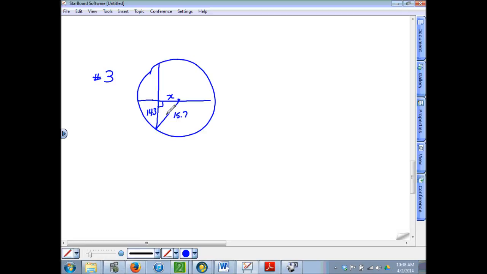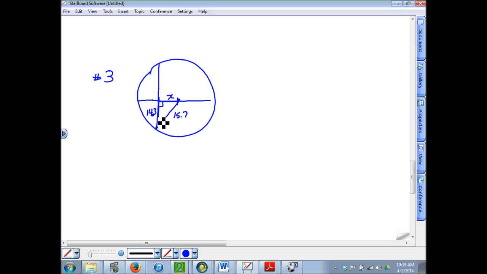Okay, let's talk about question 3. That's 14.3, not 143. How do we find this missing side x? All it is is the Pythagorean theorem, right? You have to be clear though on what side of the triangle you're thinking. A squared plus 14.3 squared equals 15.7 squared.